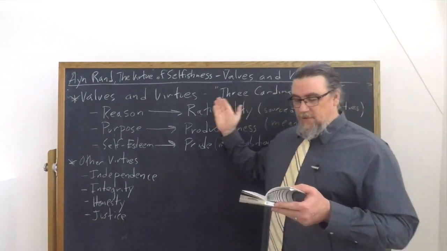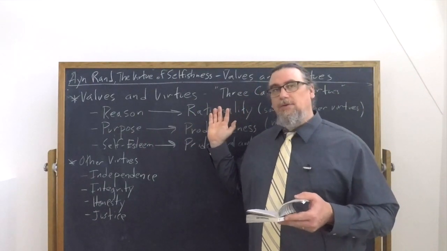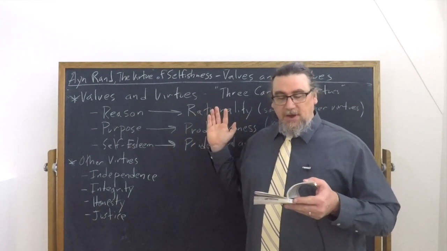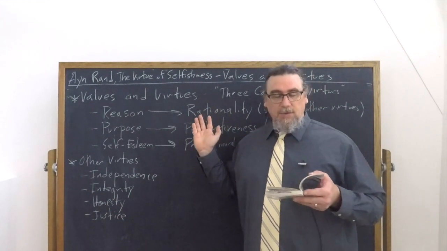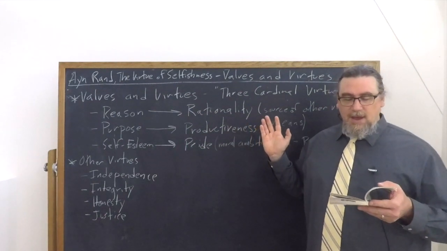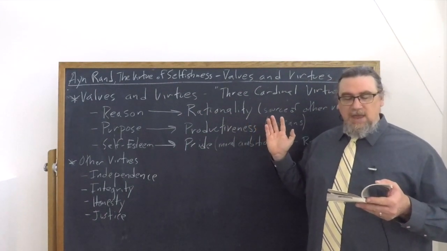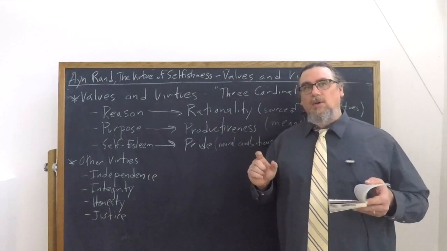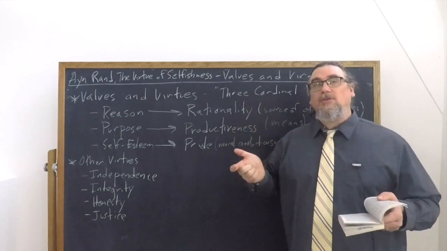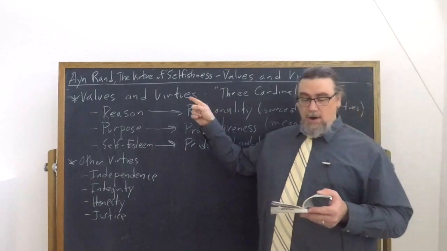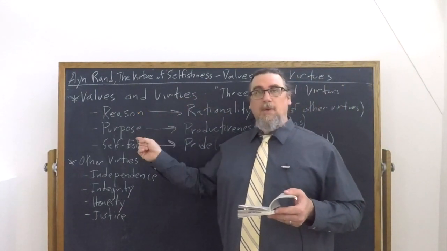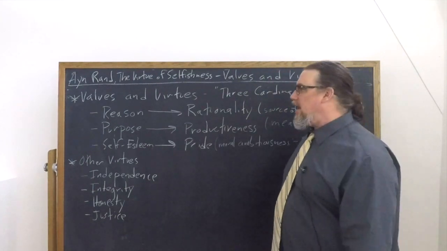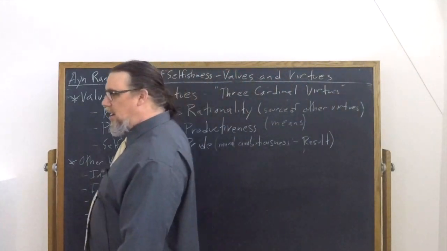So the virtues are that which allow us to realize our values. And then she says the three cardinal values of the Objectivist Ethics, the three values which together are means to and the realization of one's ultimate value, one's own life, and a little bit later she'll say one's own happiness, are reason, purpose, and self-esteem. Now these sound like good things, and indeed they generally are.